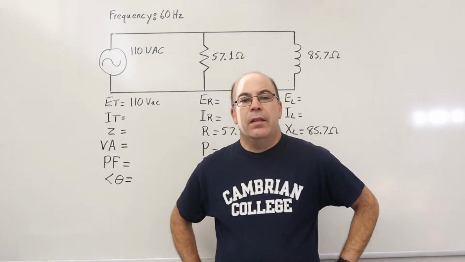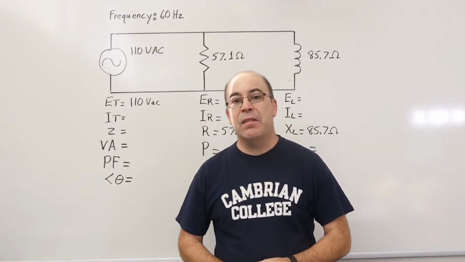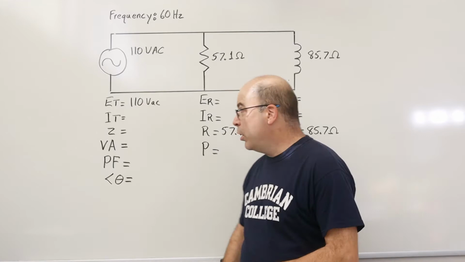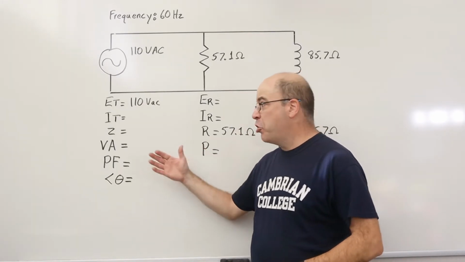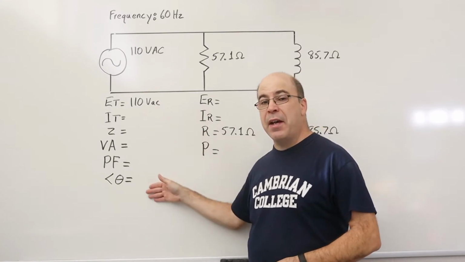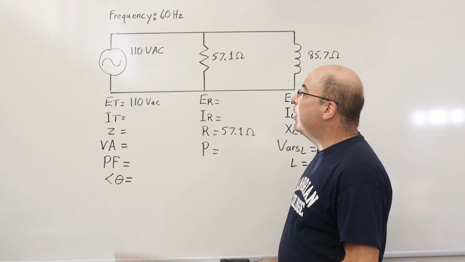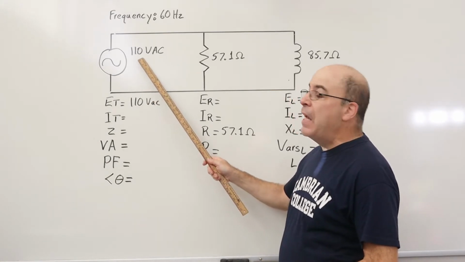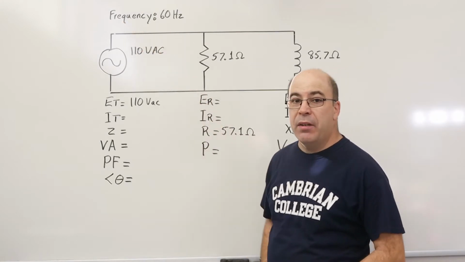Hi there. Today we're going to take up the resistive and inductive parallel circuit. We're going to go through some of the preliminary rules that are going to help guide us in our strategies to solve for the missing values that you see before you. We have an applied voltage of 110 volts at a frequency of 60 hertz, which is the North American standard.